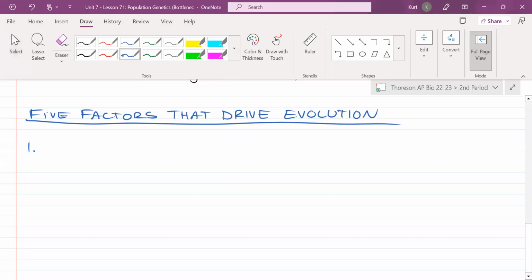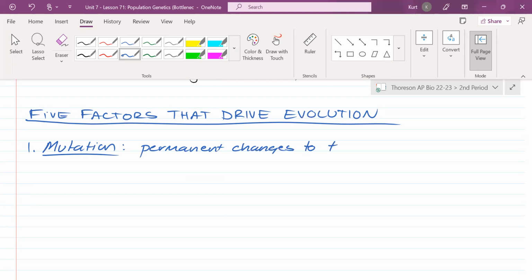What is that one aspect that is critical for evolution to happen regarding your genetics? If you don't have this, there is no evolution. Mutation. That's going to be the first one. These are permanent changes to the genetic code.